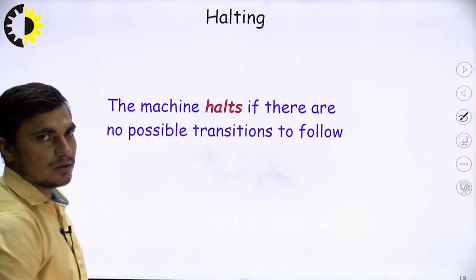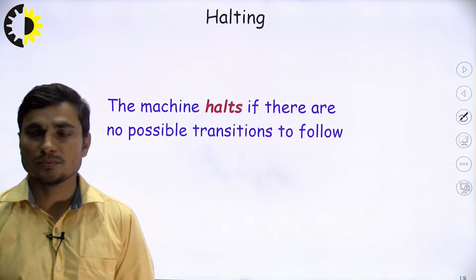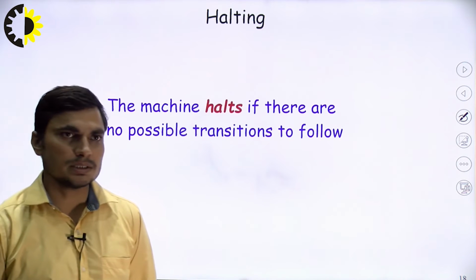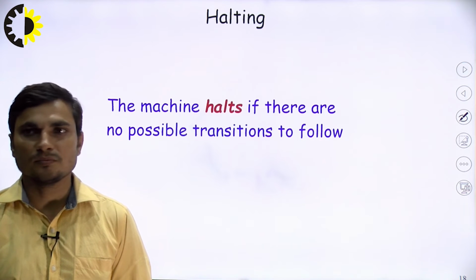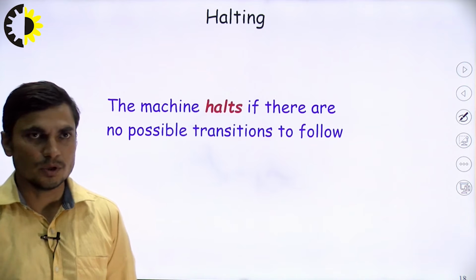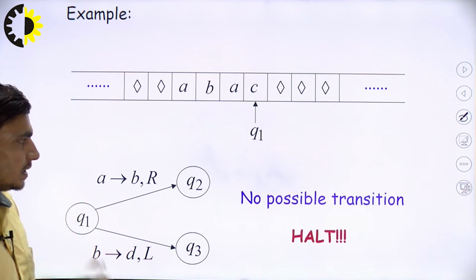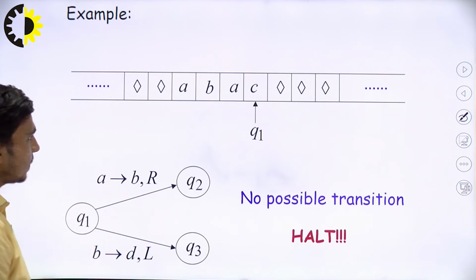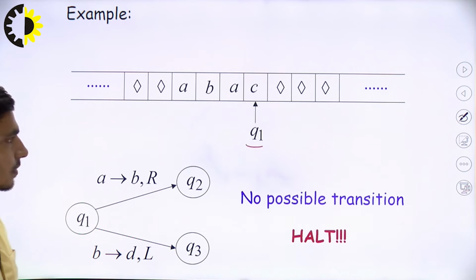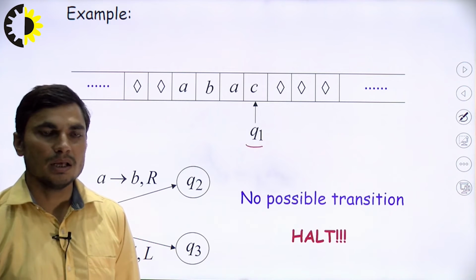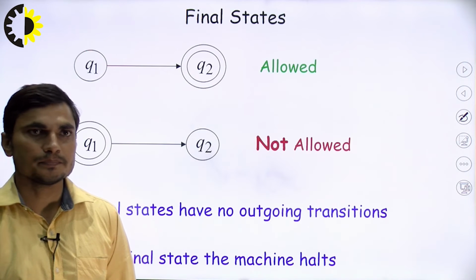If there are no possible transitions to follow, if we do not have any further transition for a certain input from a certain state, then the machine stops at that particular state and further operations will not be performed. We just call that state a halt state. Now in the example we discussed earlier, if we are at the current state Q1 and the read write head is at symbol C, there will be no possible transition and the machine will halt.